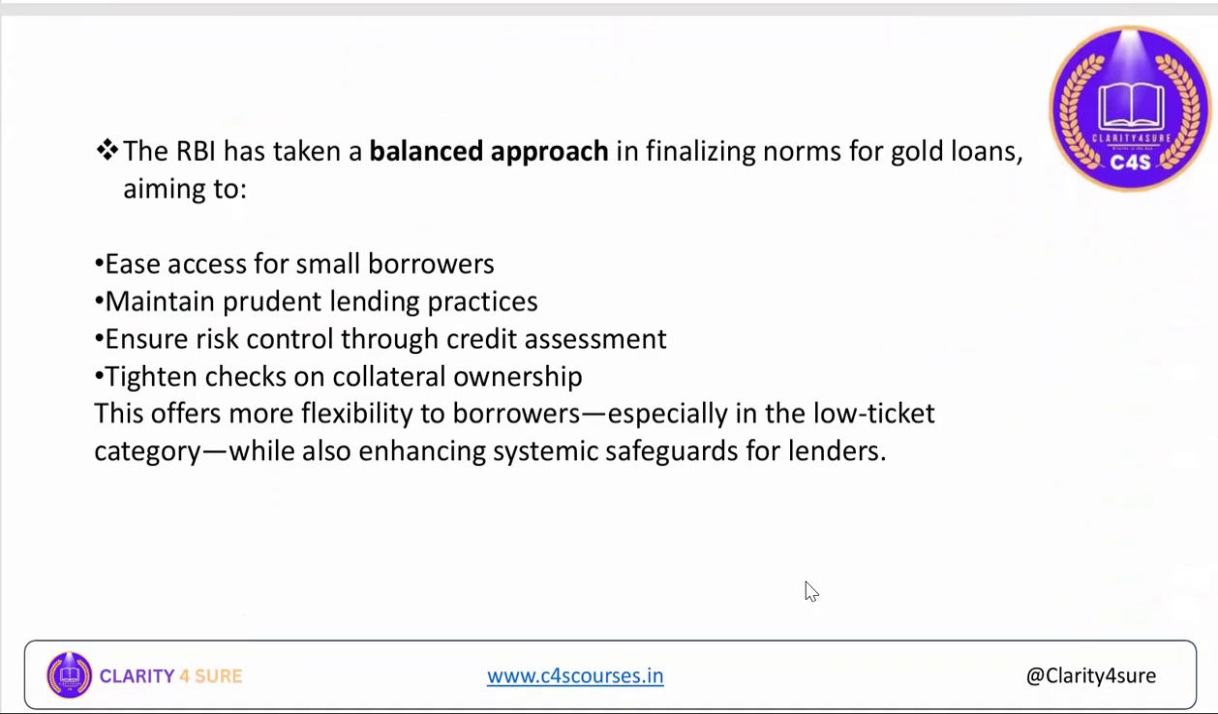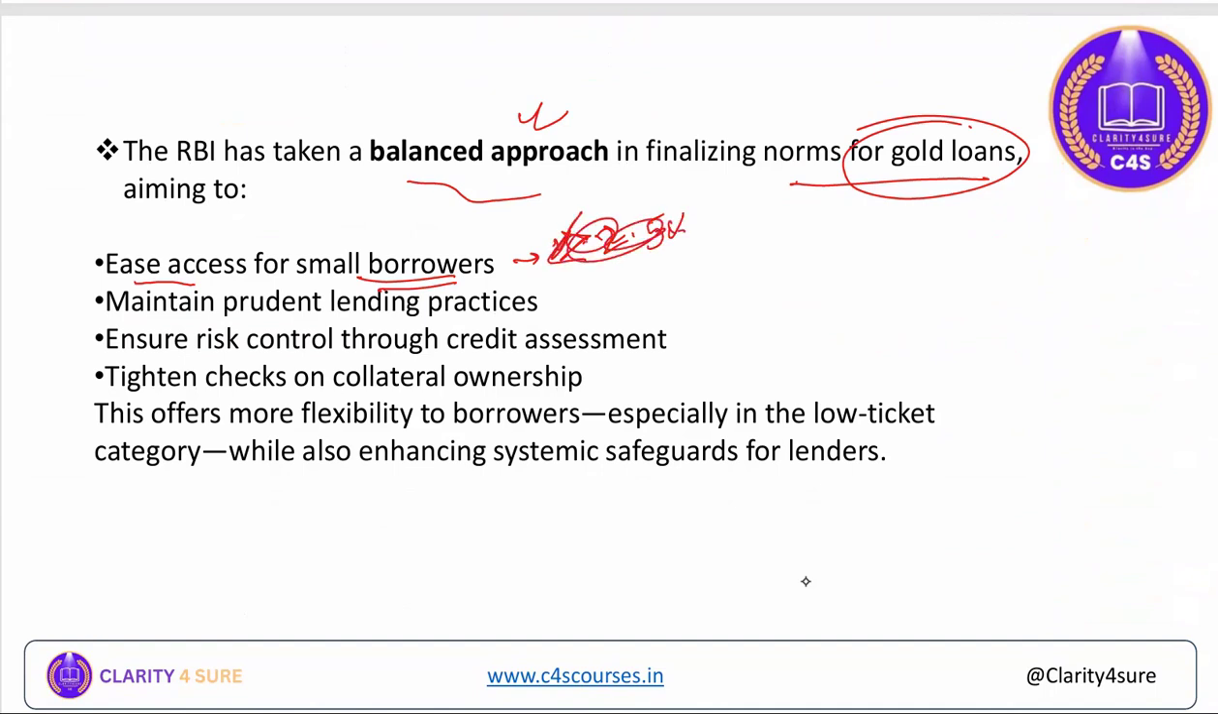Now RBI has taken a balanced approach in formalizing gold loans. How is RBI taking a balanced approach? See here, easy access for small borrowers with up to 2.5 lakh with 85% of loan value. Maintain the prudent lending practices.